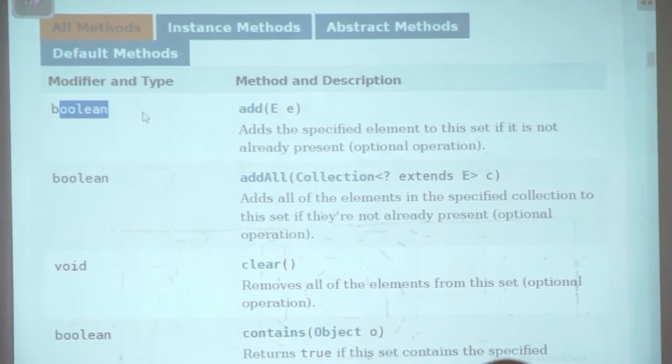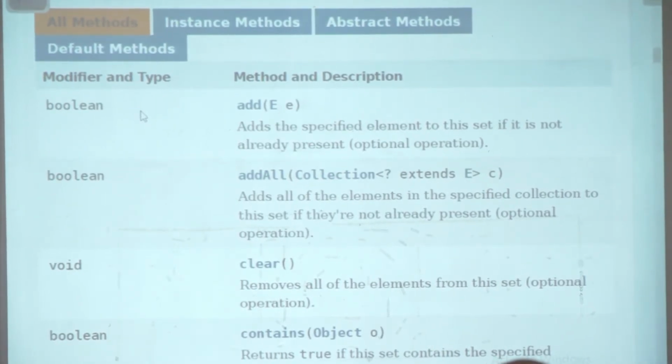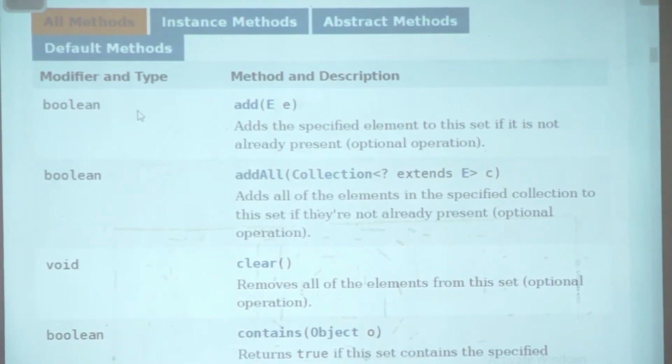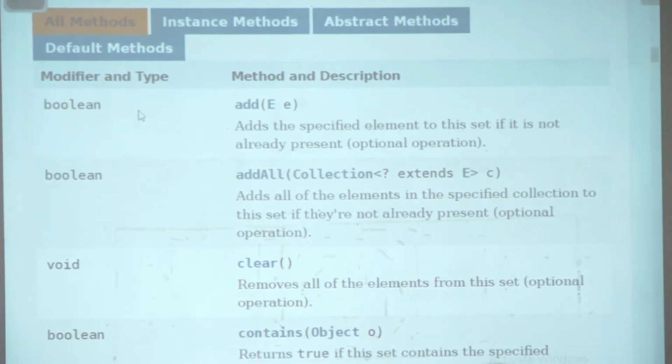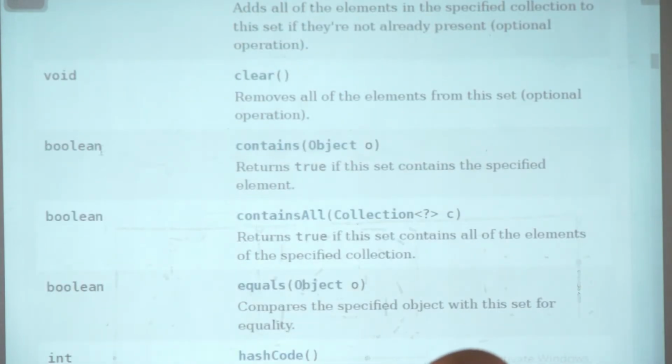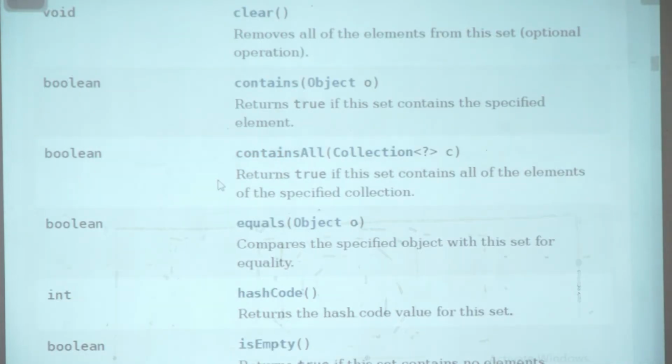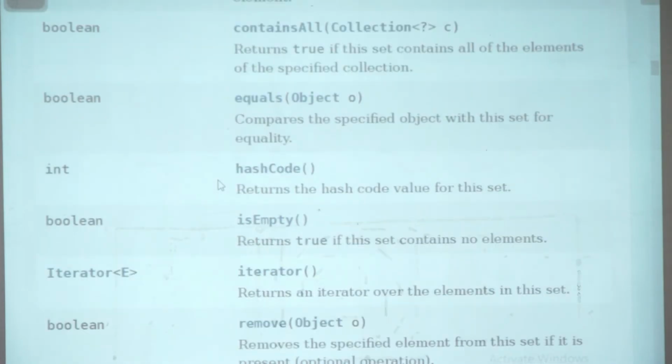When will an addition be unsuccessful? If that element already exists in the set, then you can't add it. So add, if it is already existing, will return a false. Of course, you can always check whether it is there in the set or not by looking at contains. So let's go to contains and see what it returns. It also returns a boolean. Whether it is there or not, true or false. We have all these methods, nice methods, removeAll, containsAll.